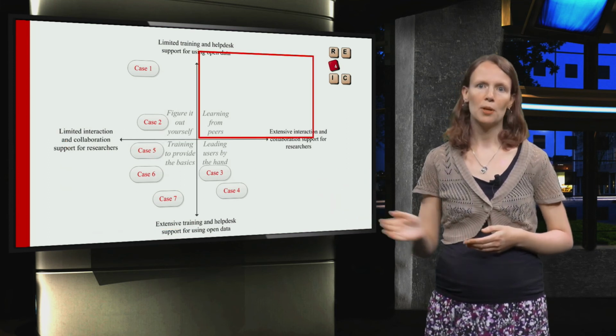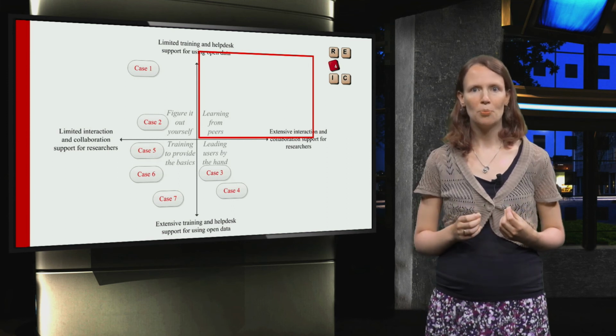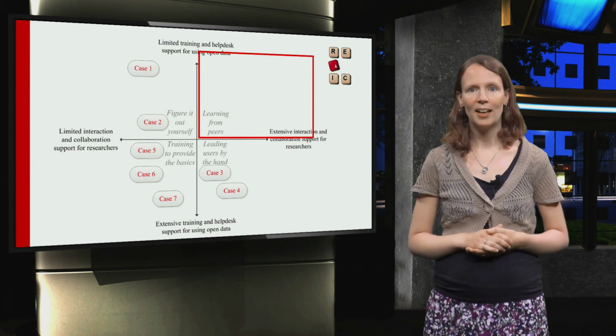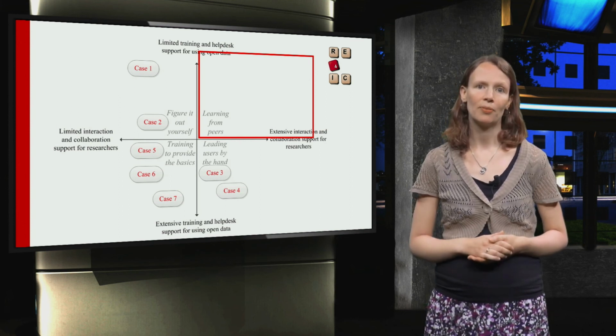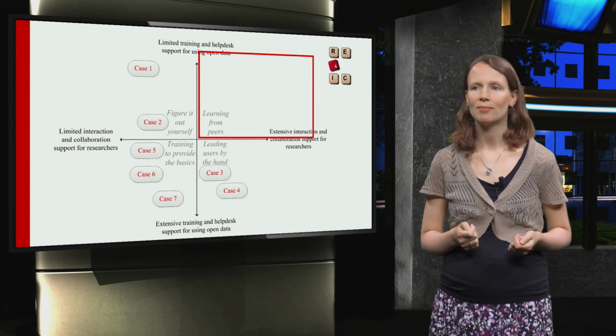And then a fourth possible model is learning from peers. In this model, there is collaboration support but limited training for end users. None of the cases that we analyzed belongs to this fourth category. So the question is whether this model actually exists in practice.